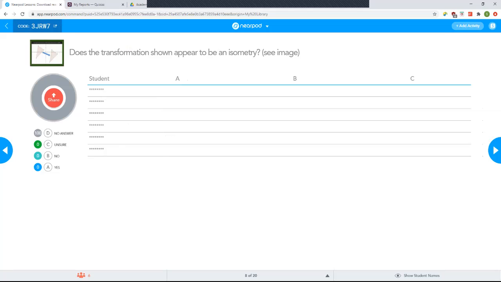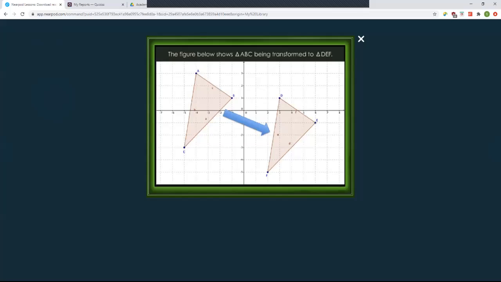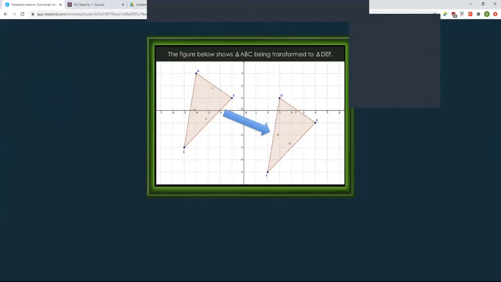Does the transformation shown appear to be an isometry? So when you look at these two triangles, are they what we call an isometry? I'm going to give you a minute to think about it.